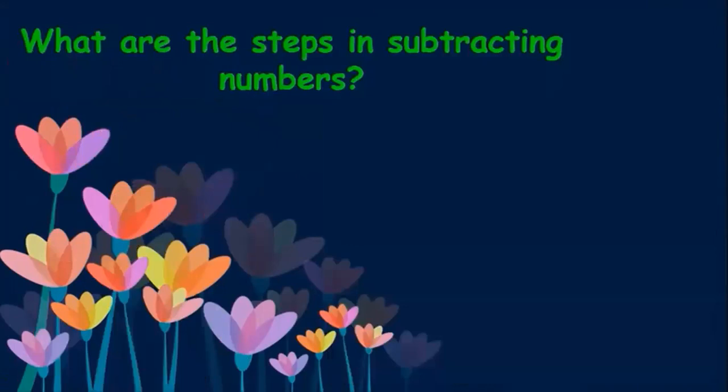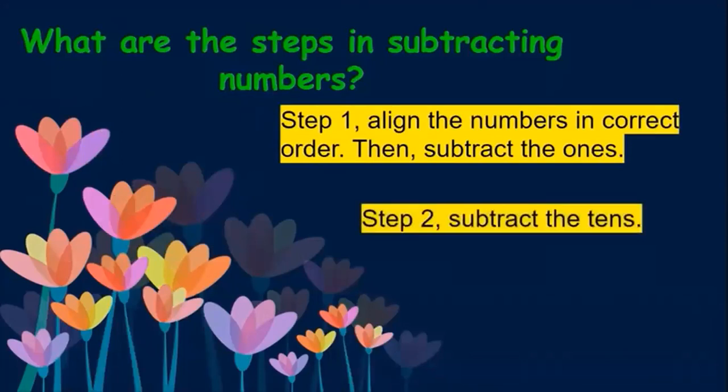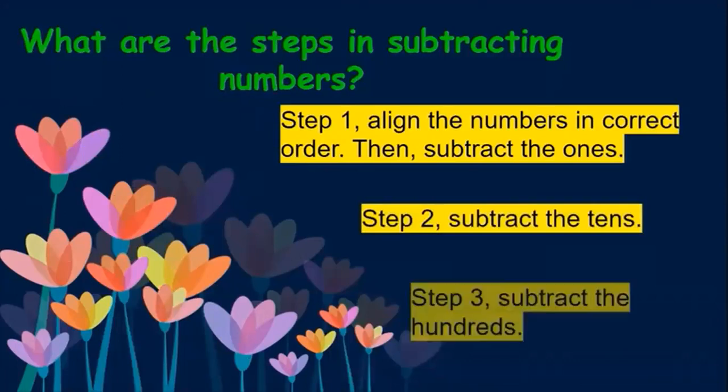So what are the steps in subtracting numbers? First, we're going to align the numbers in correct order. Then, subtract the ones. After that, subtract the tens and subtract the hundreds.